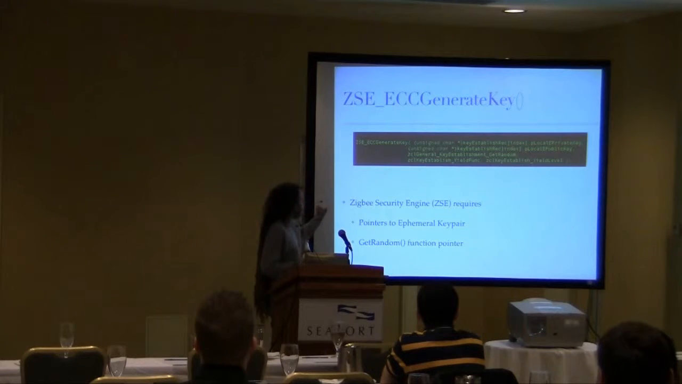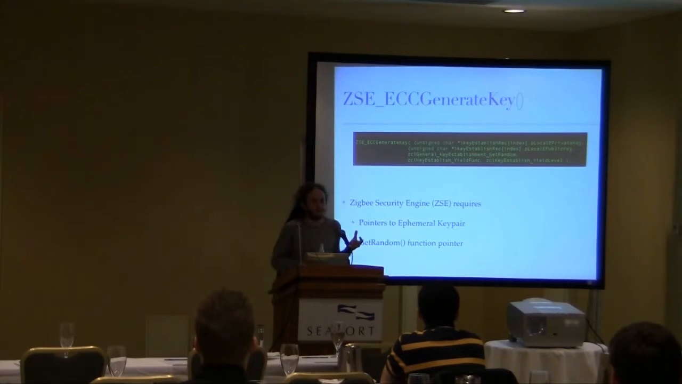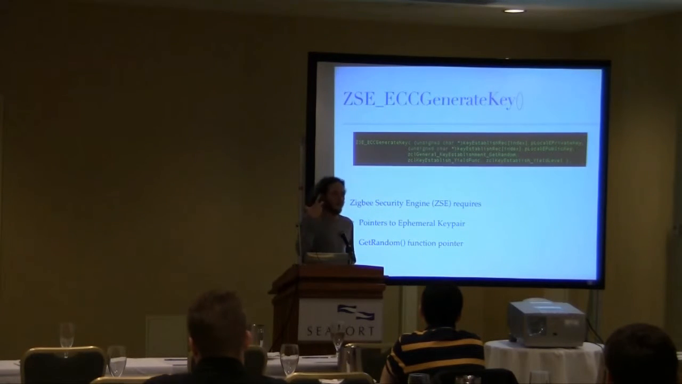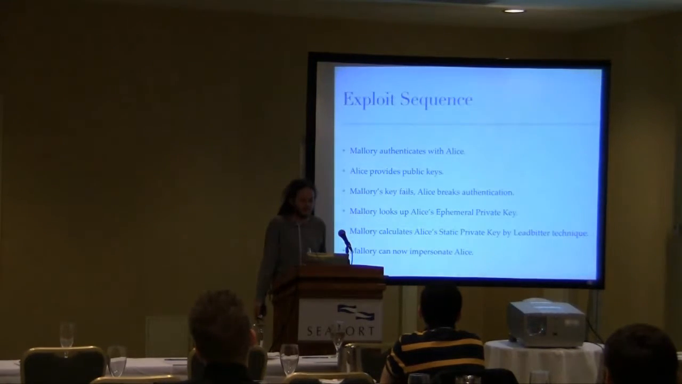It takes pointers to the key pairs. And then it also takes a getRandom function. And it uses this to generate the ephemeral key. So this third parameter here, ZCL general key establishment getRandom, all this does is grab bytes from the bad pseudo-random number generator.